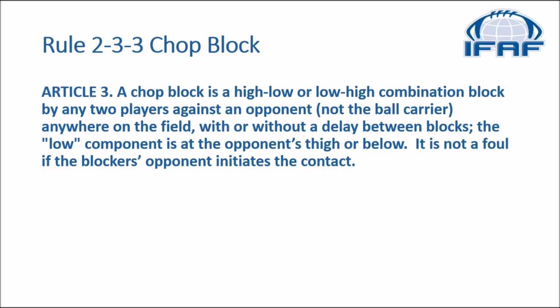In the rulebook, we go to Rule 2.3.3, chop block. And Article 3 says a chop block is a high-low or low-high combination block by any 2 players against an opponent who is not the ball carrier, anywhere on the field, with or without a delay between blocks. The low component is at the opponent's thigh or below. It is not a foul if the blocker's opponent initiates the contact.